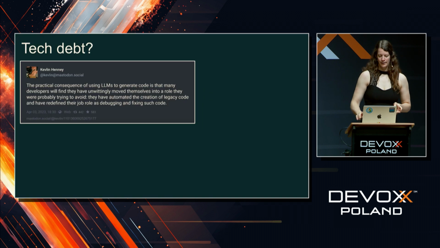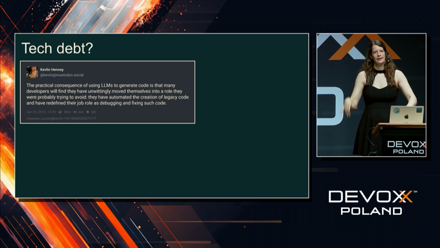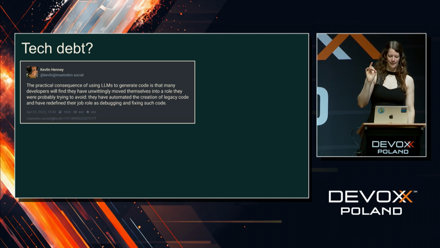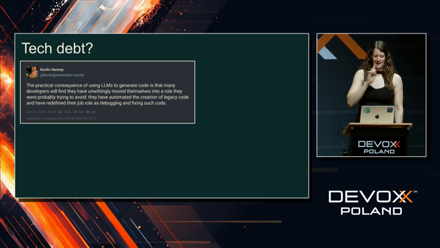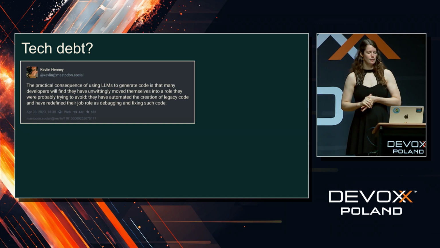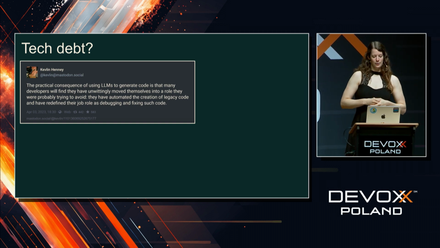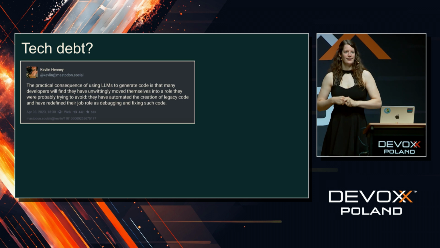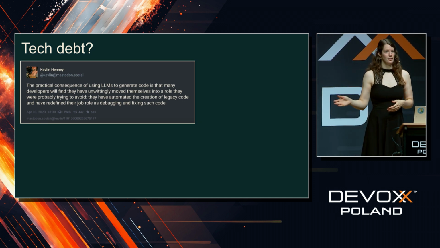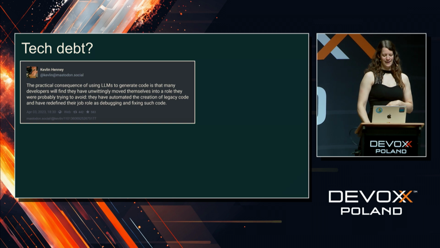Good. So what do we want to watch out for? We're not going to just start throwing AI at everything, because we have to keep in mind that we might, as Kevin Henney stated here, find ourselves in the end in a role that we were actually trying to avoid: having the code creation automated, and our job will be debugging and fixing this code, legacy code. And that's maybe everything we don't want to be doing. So we should be a bit careful there.